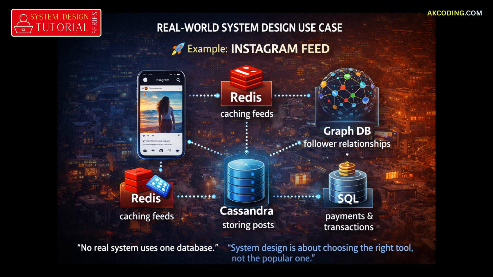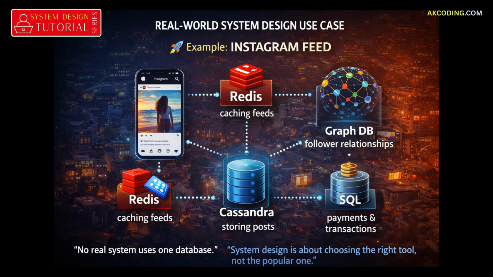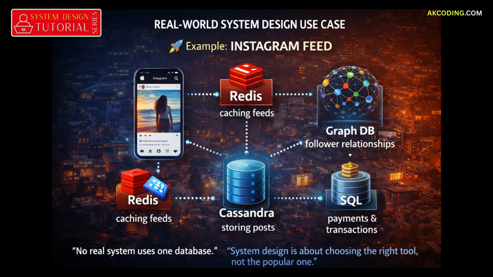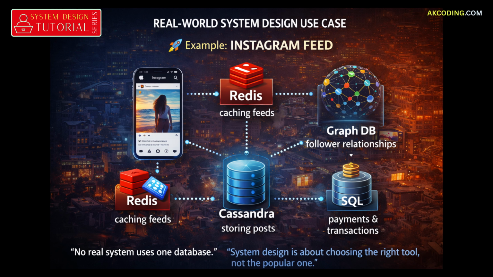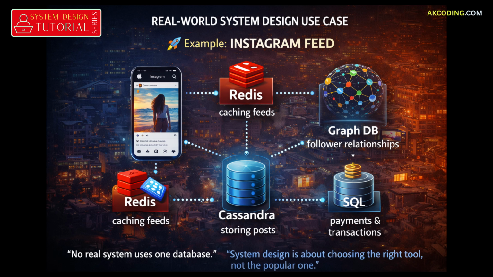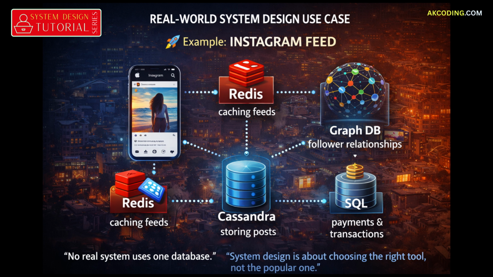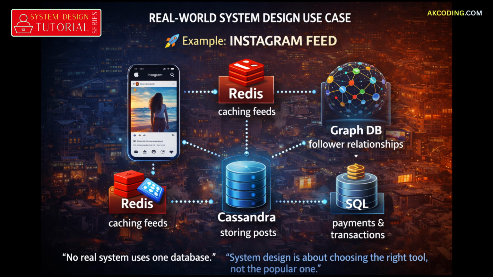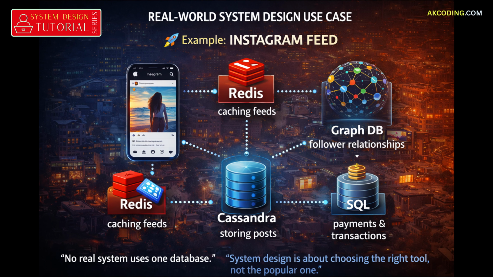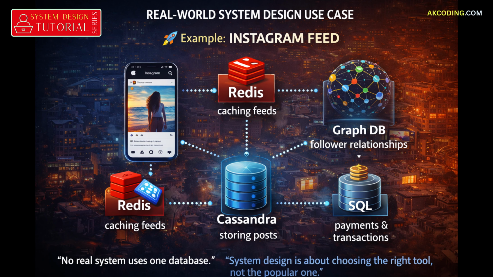Now let's see real world system design use cases. For example, Instagram feeds. The databases used: Redis for caching feeds, Cassandra for storing posts, a graph database for follower relationships, SQL for payments and transactions. No real system uses just one database. System design is all about choosing the right tool, not the popular one.